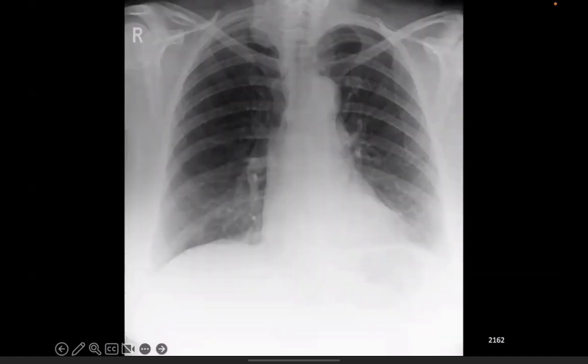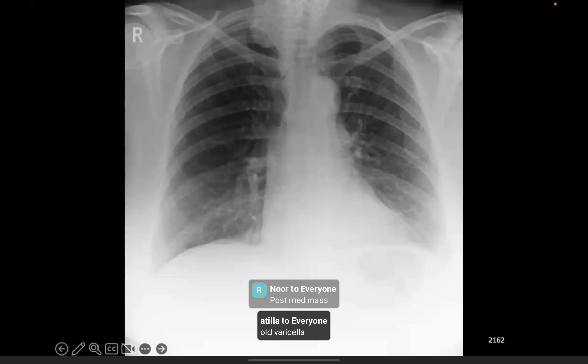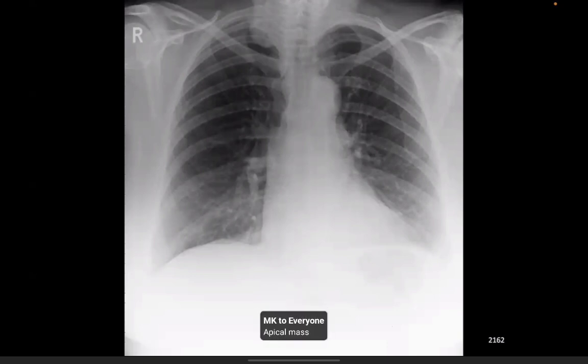Okay, what have we got here? Chest X-ray, relatively normal. Yeah, there's a mediastinal mass which is well defined above the clavicles. So it's either in the posterior or middle mediastinal region.